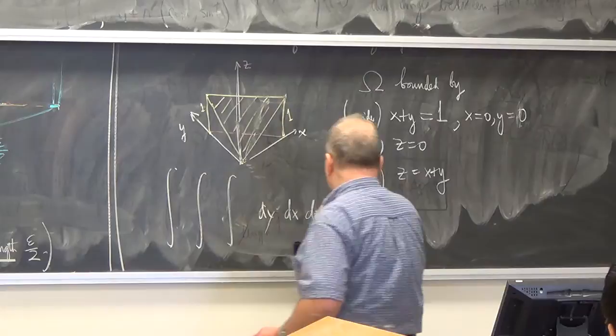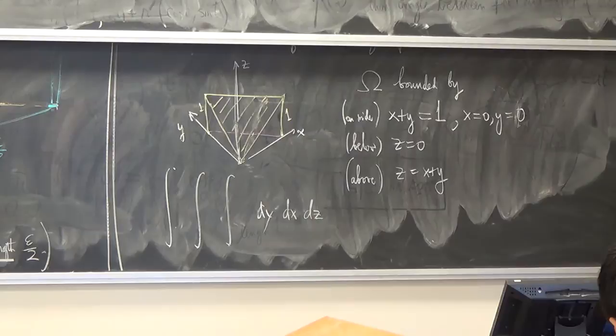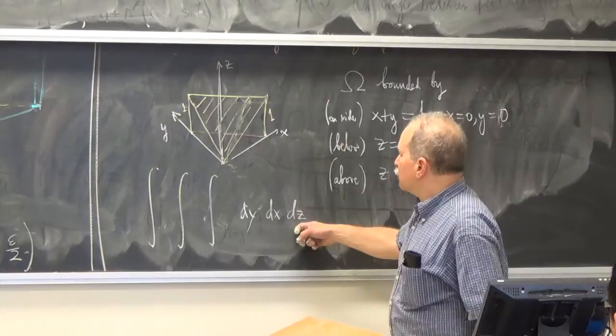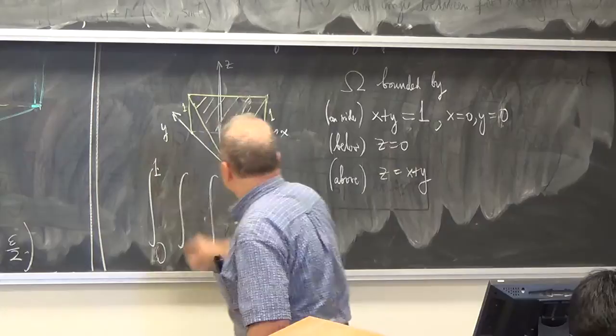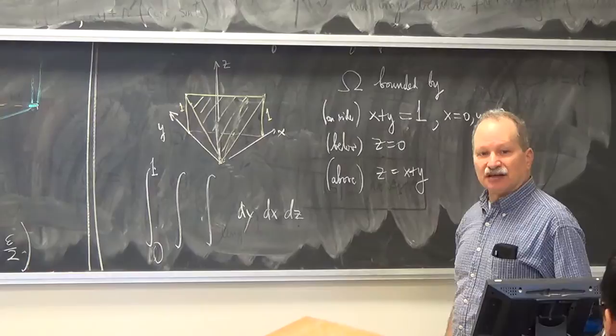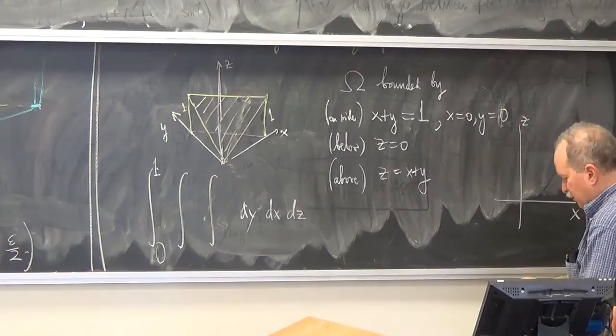So, proceed. How do we do it? Z goes from 0 to 1. Now, what we really should be trying to do is picturing what you get when you project this thing into the xz plane. So, I really want to be drawing an xz picture. You guys have convinced yourselves already that z is going from 0 to 1.